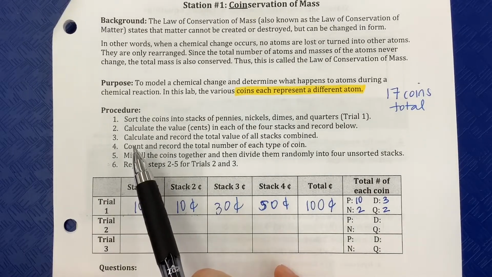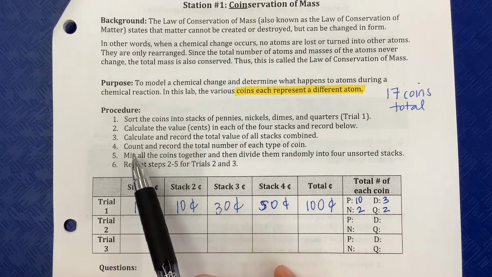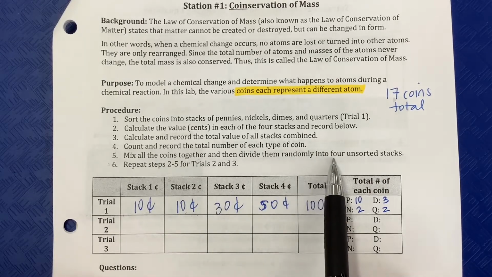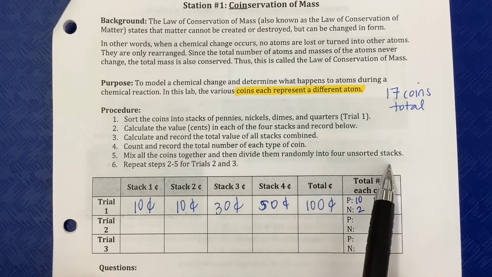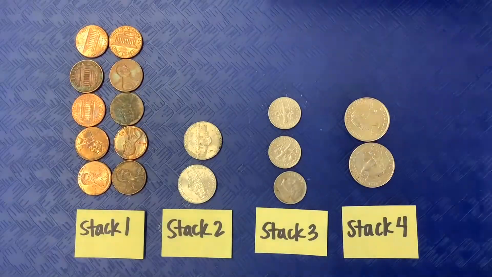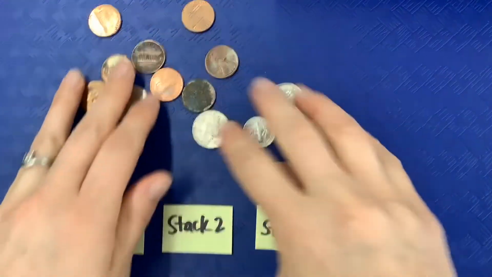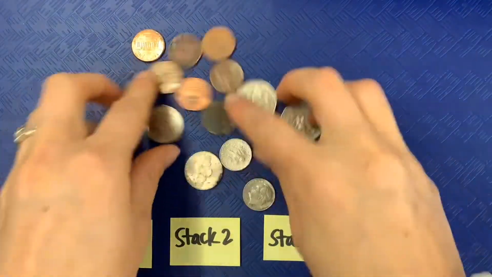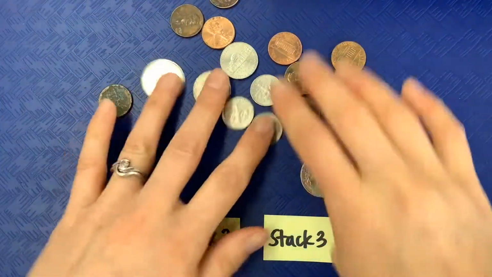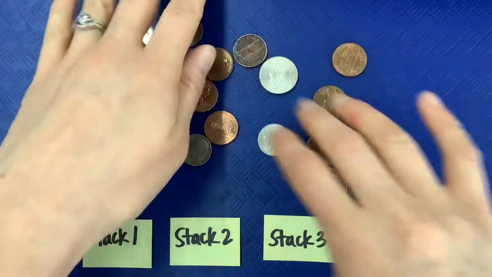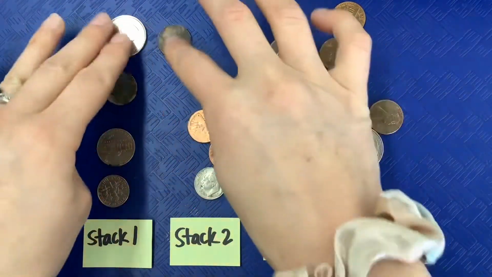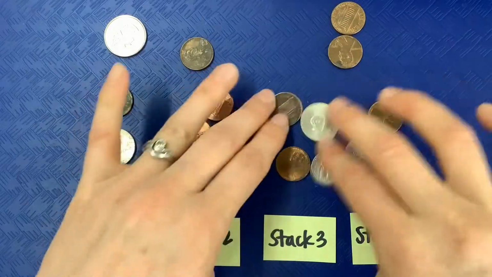Next, we are going to mix all the coins together and then divide them randomly into 4 unsorted stacks. And then we're going to do this same thing. So you're going to take your coins and you're just going to mix them all up randomly. We are rearranging the atoms right now. This is a chemical reaction. We're rearranging the matter. All right. And so we got our stacks. So here we go.